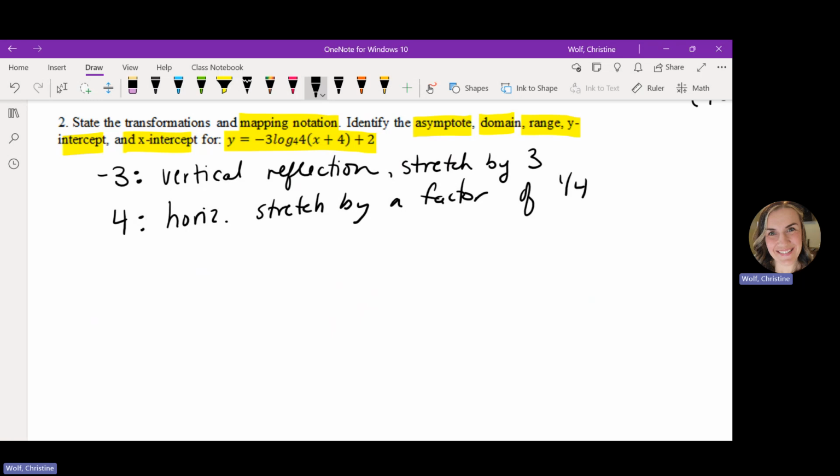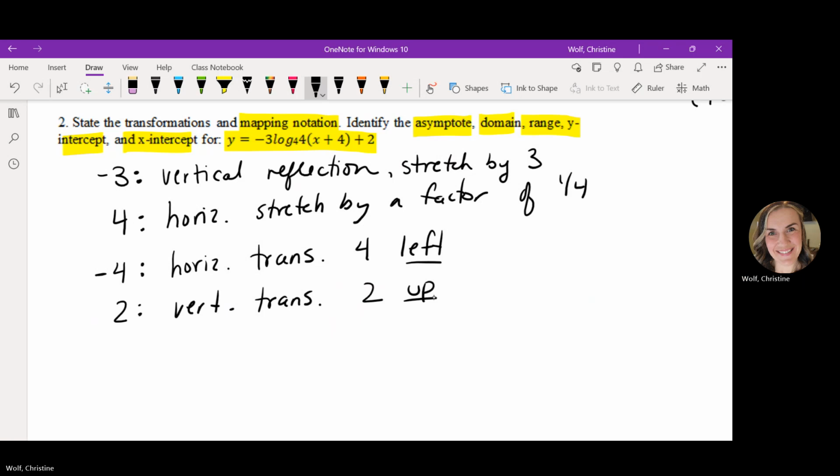Okay, then in the bracket, I see that other 4, and you can write the negative now, like it's a positive 4 in the bracket. You can choose to write the negative now. Doesn't matter to me as long as you state left in your sentence. So I know you know what direction it goes, okay? So horizontal translation, or shift, 4 left. And finally, the 2 is a vertical translation 2 up. Okay, so I've stated the transformations.